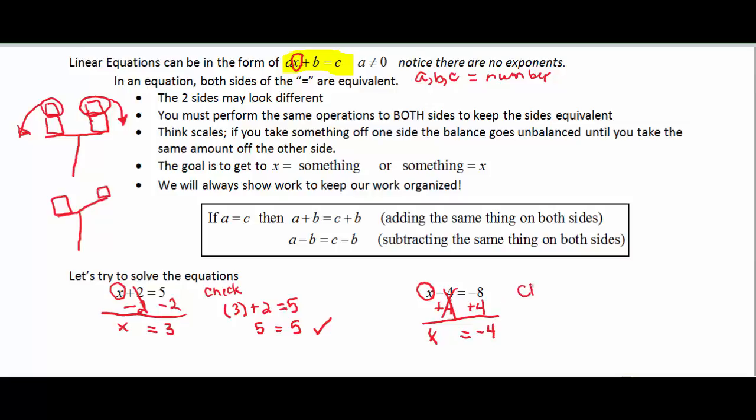All right, let's check it. So it says that x, which we now found to be negative 4, minus 4 is supposed to be equal to negative 8 if we did it right. And negative 4 plus a negative 4, if you need to do it that way, gives us negative 8 on this side equal to negative 8. So we know that we found the right answer.